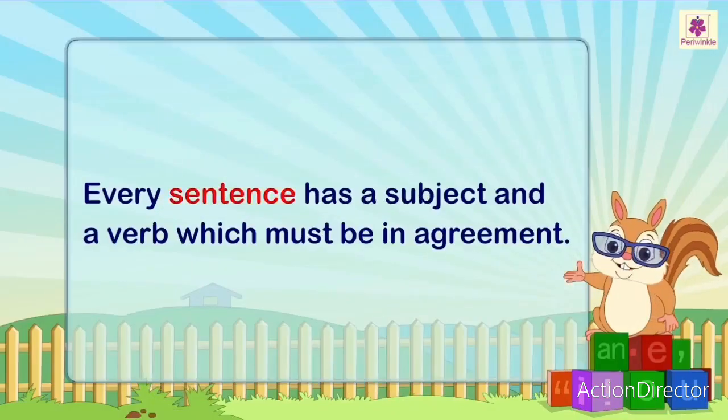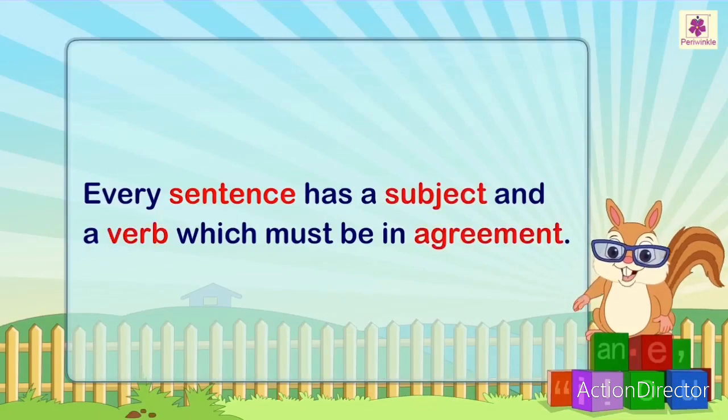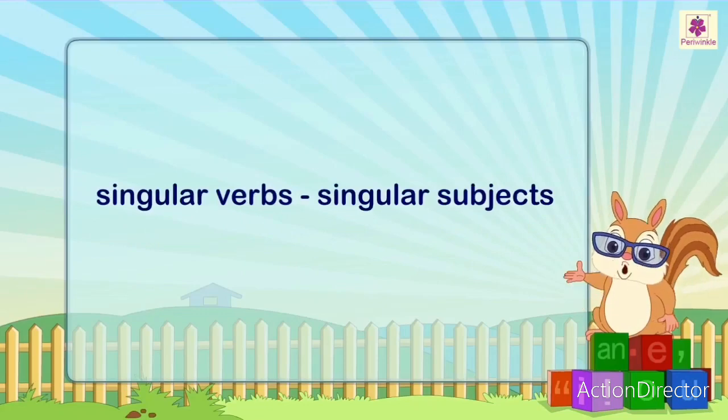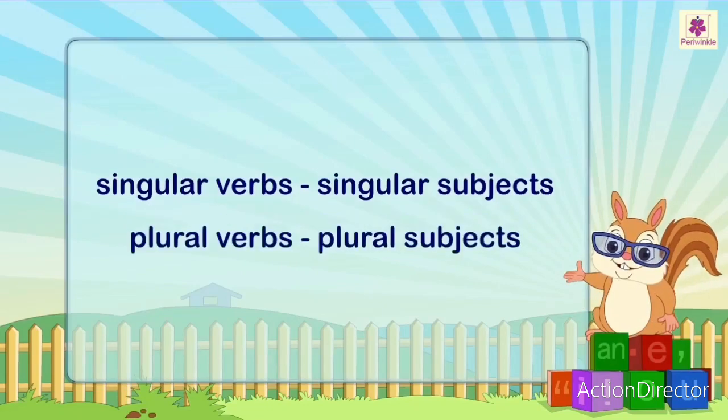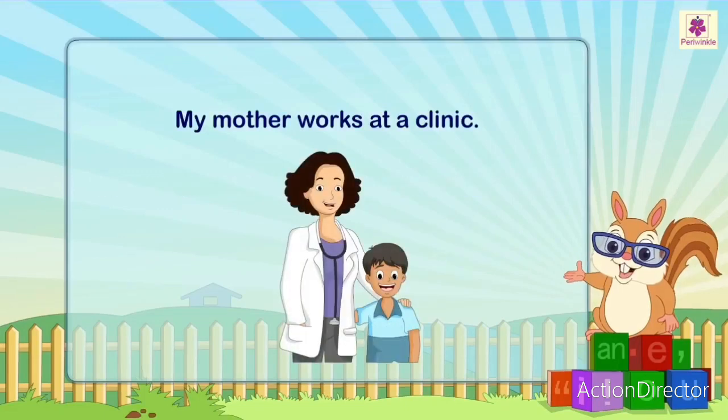Every sentence has a subject and a verb which must be in agreement. Singular verbs agree with singular subjects and plural verbs agree with plural subjects. For example, my mother works at a clinic. Here, mother is a singular subject with works as the singular verb.